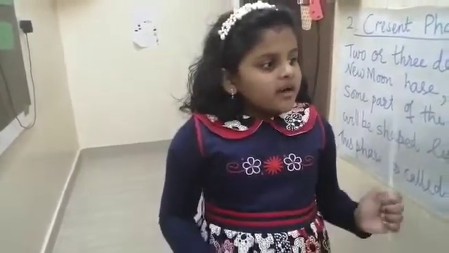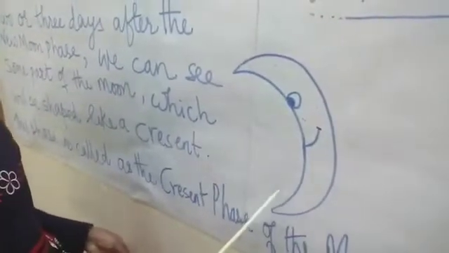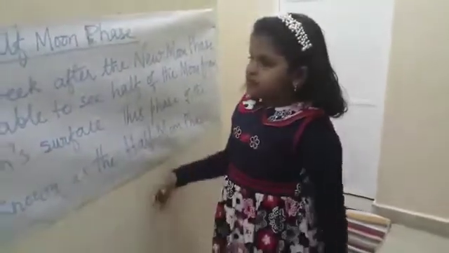During the crescent phase, the moon looks as if we have taken a bite from a cookie. Look. Let us move to the third phase of the moon.